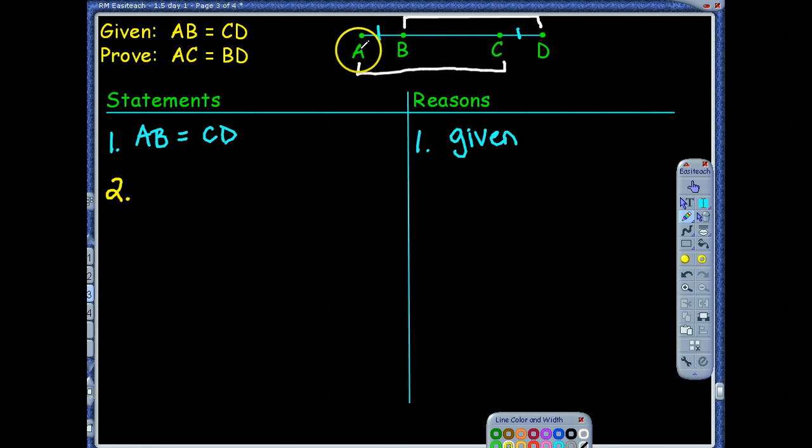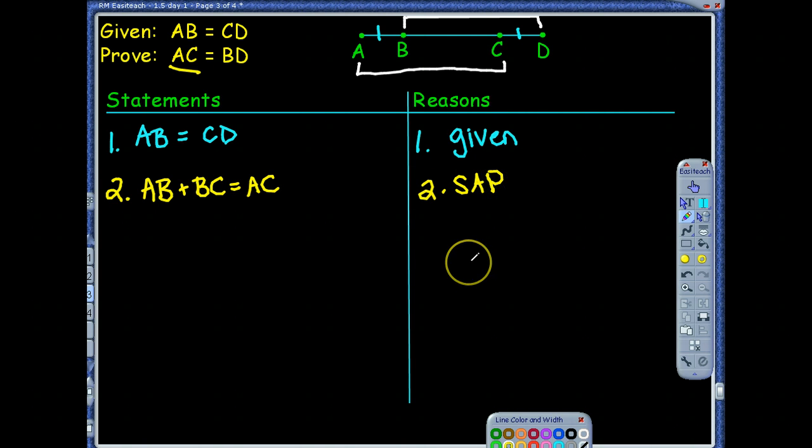Okay. And in order to be able to talk about all of segment AC, I somehow have to establish it. So to establish it, we're going to use that segment addition postulate. So I would put AB plus the measure of BC is equal to the measure of AC, and my reason would be segment addition postulate. Now, I like to use SAP. Do you? I do too.